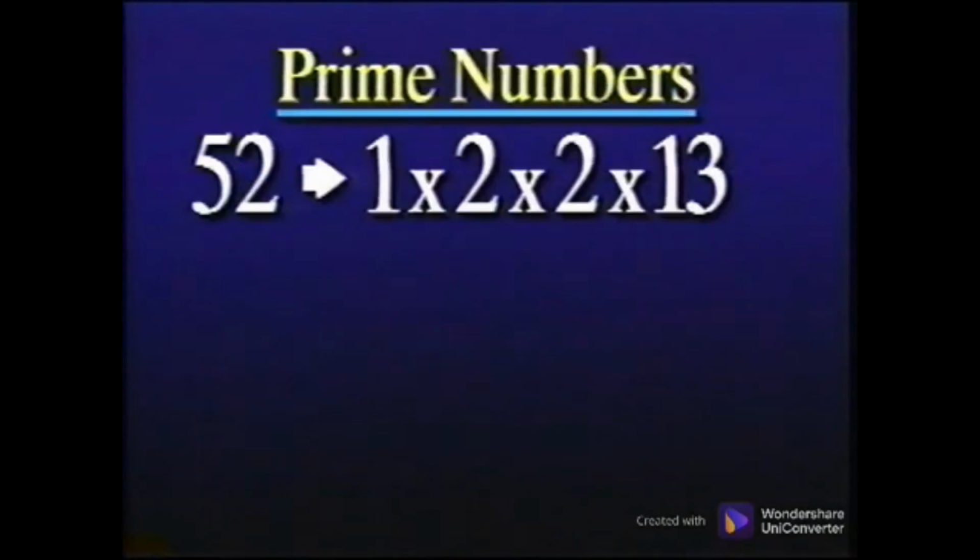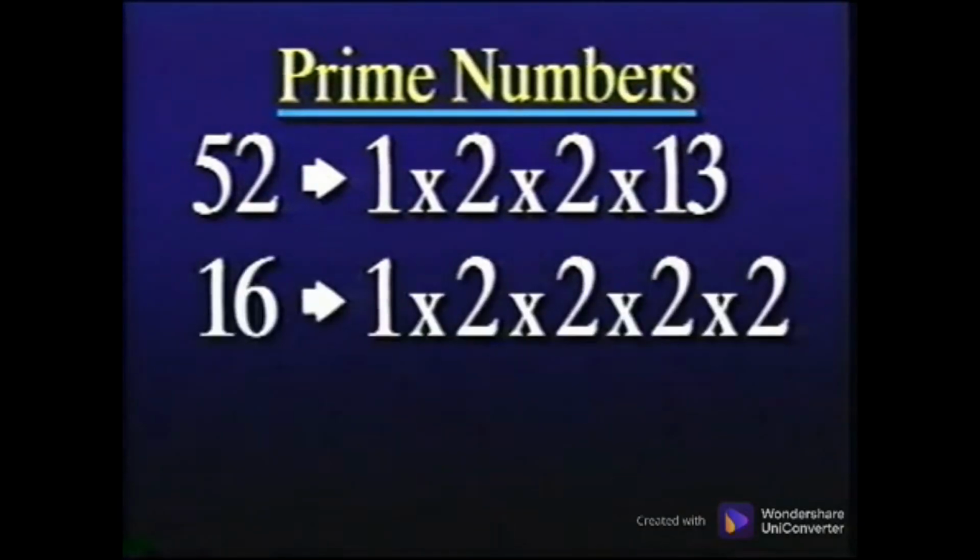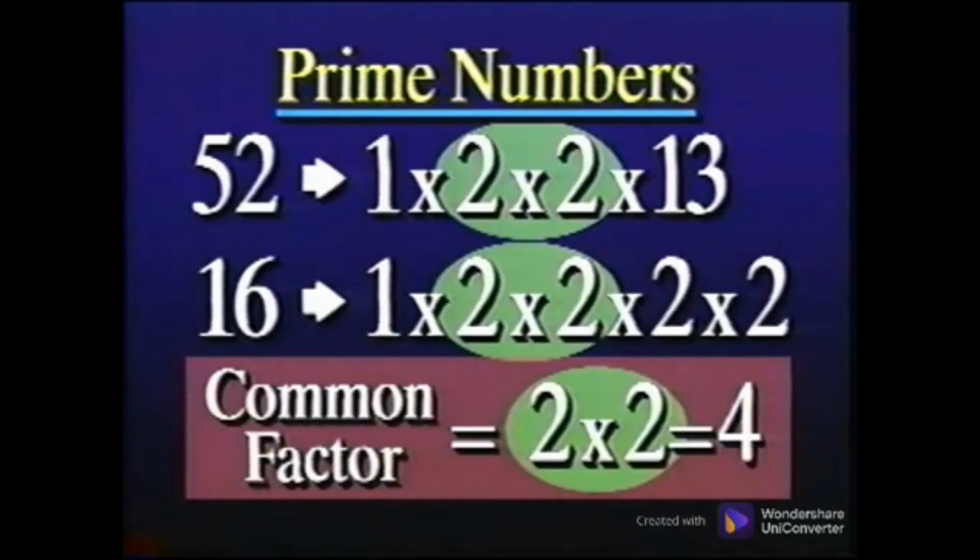Another example is a 52-tooth gear meshing with a 16-tooth gear. 52 can be factored to 1 times 2 times 2 times 13. 16 can be factored to 1 times 2 times 2 times 2 times 2. The factors these numbers have in common are 2 times 2.